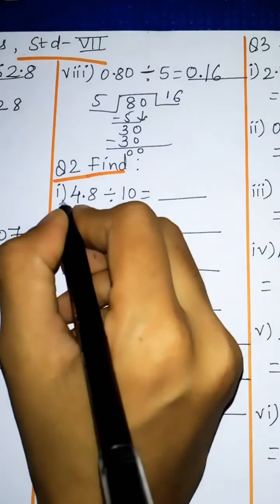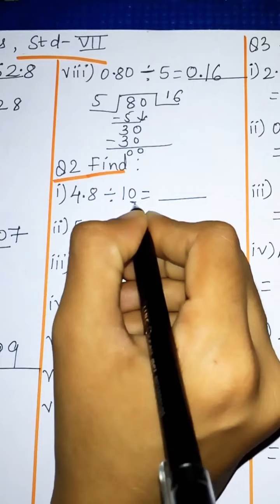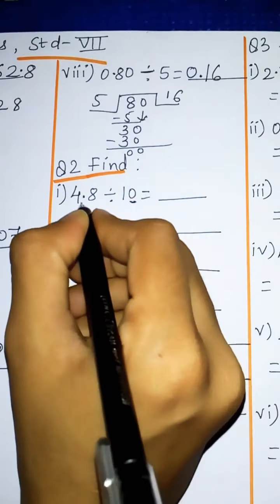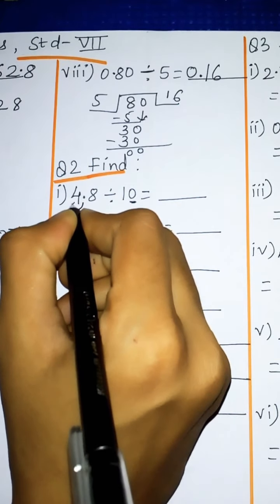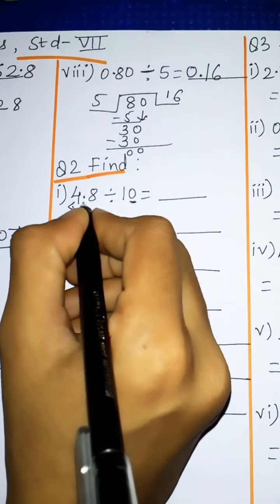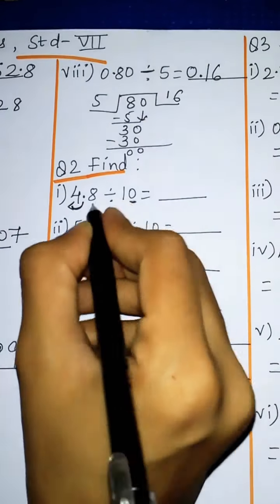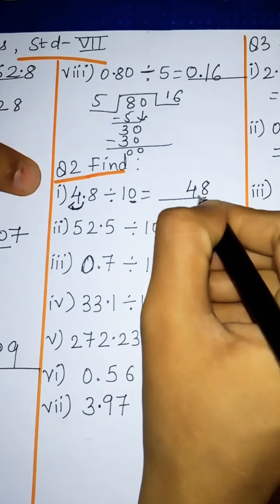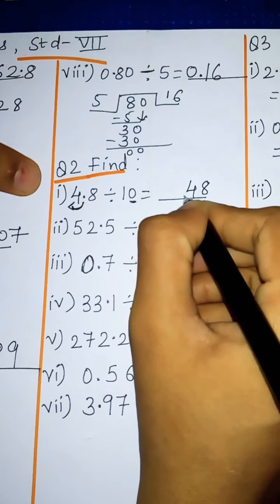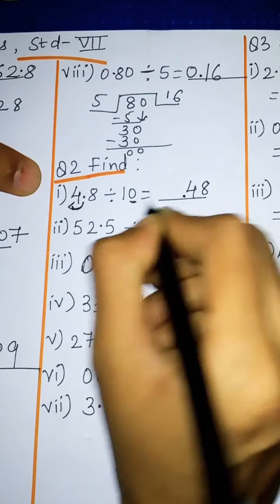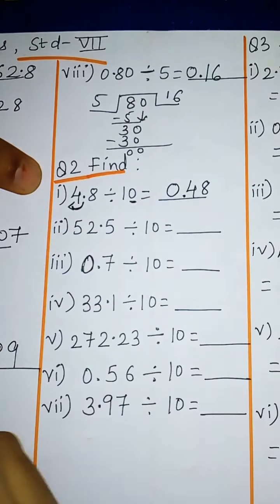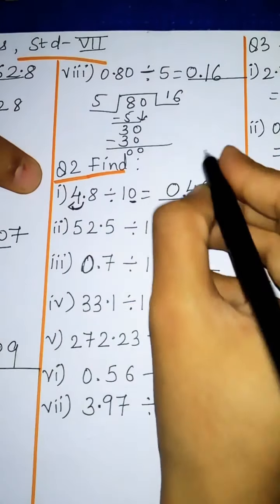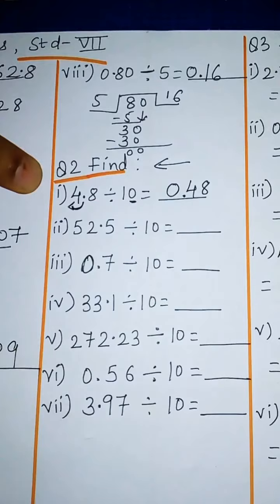Let us start. First one is 4.8 divided by 10. Now divide by 10 is given, so this decimal point will shift to the left side of the number. Here it will shift one time. So the number is 48. Point was here and we are shifting it here. So here the point will come. So it will be 0.48. So 0.48 will be our answer. So we have to shift to the left side.